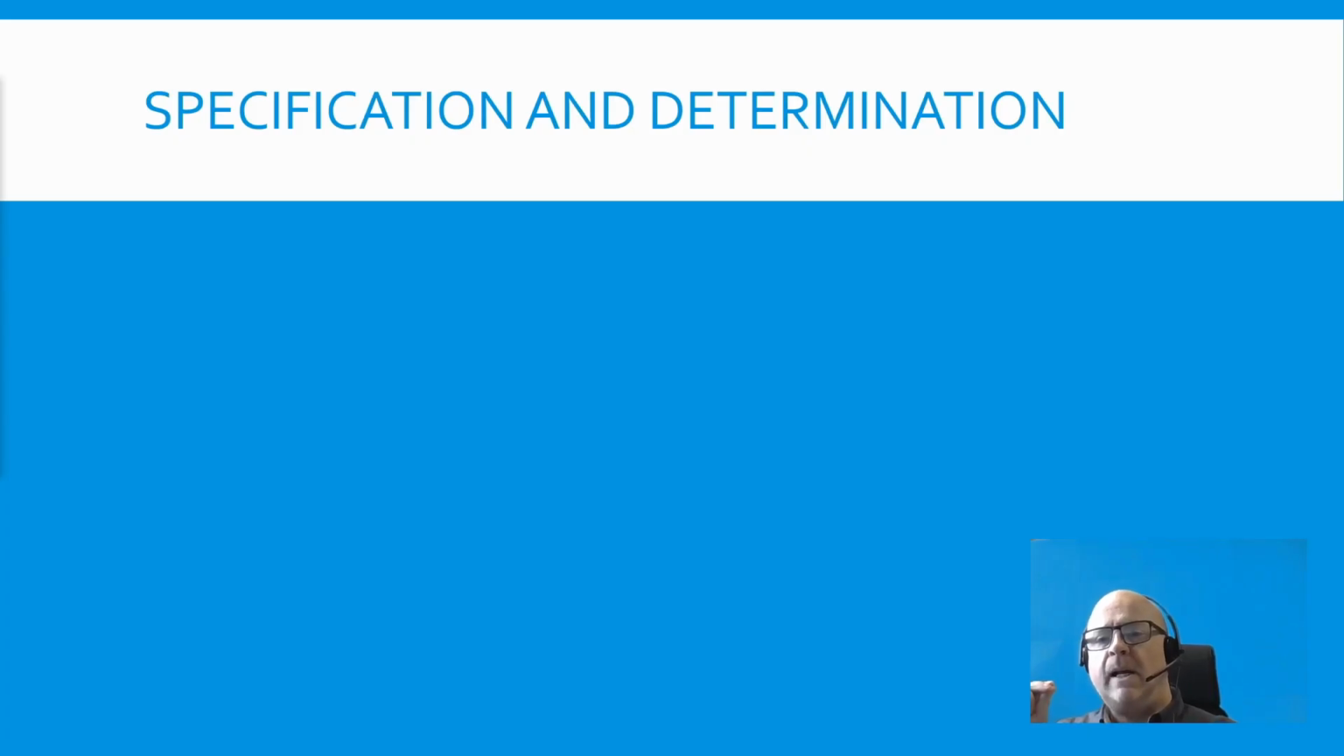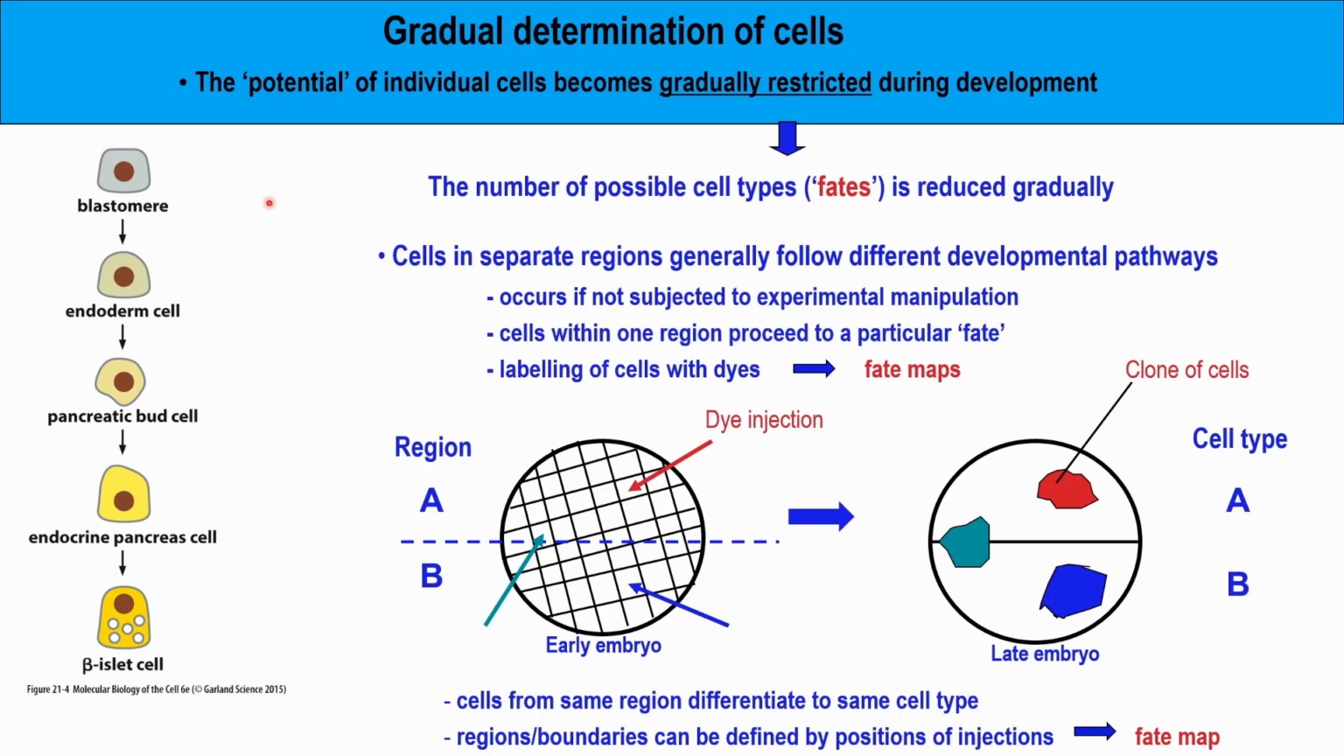Okay, let's learn some terms that describe the way that cells behave. So we've said before that the potential of individual cells becomes gradually restricted during development. So they become more determined towards a certain fate or a final differentiated state. The number of possible cell types or fates is reduced gradually throughout development.